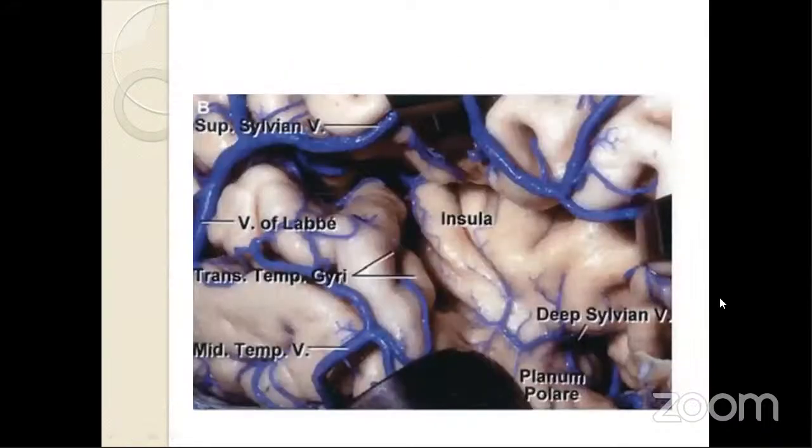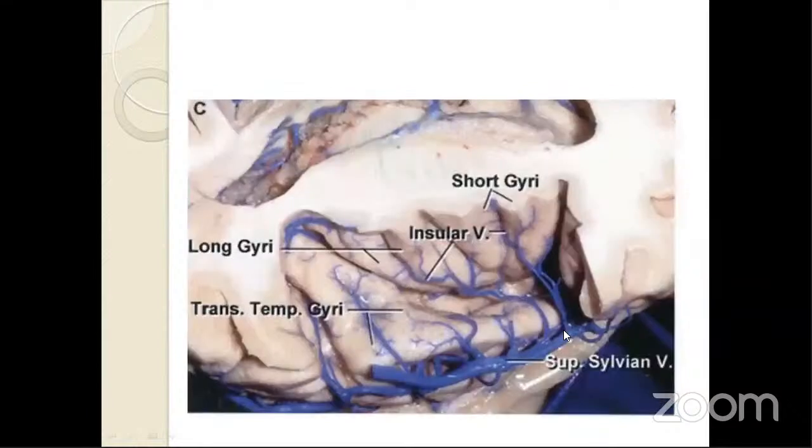Here, this is an enlarged view. We can again appreciate the superior Sylvian vein. We can see the insula, the vein of Labbe, which connects the transverse sinus with the superior Sylvian vein. And we can see the deep Sylvian vein. In this image, on further dissection, we can appreciate the short gyri above the circular sulcus, the long gyri below the sulcus, the transverse temporal gyri, the insular vein, and the superior Sylvian vein.